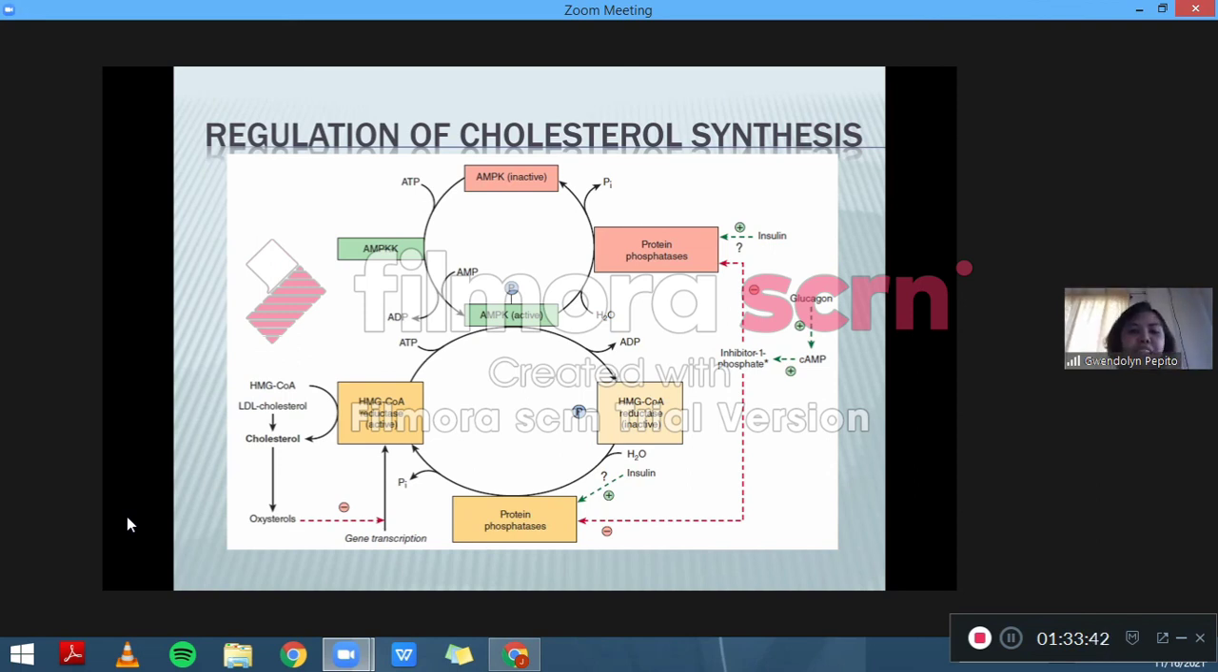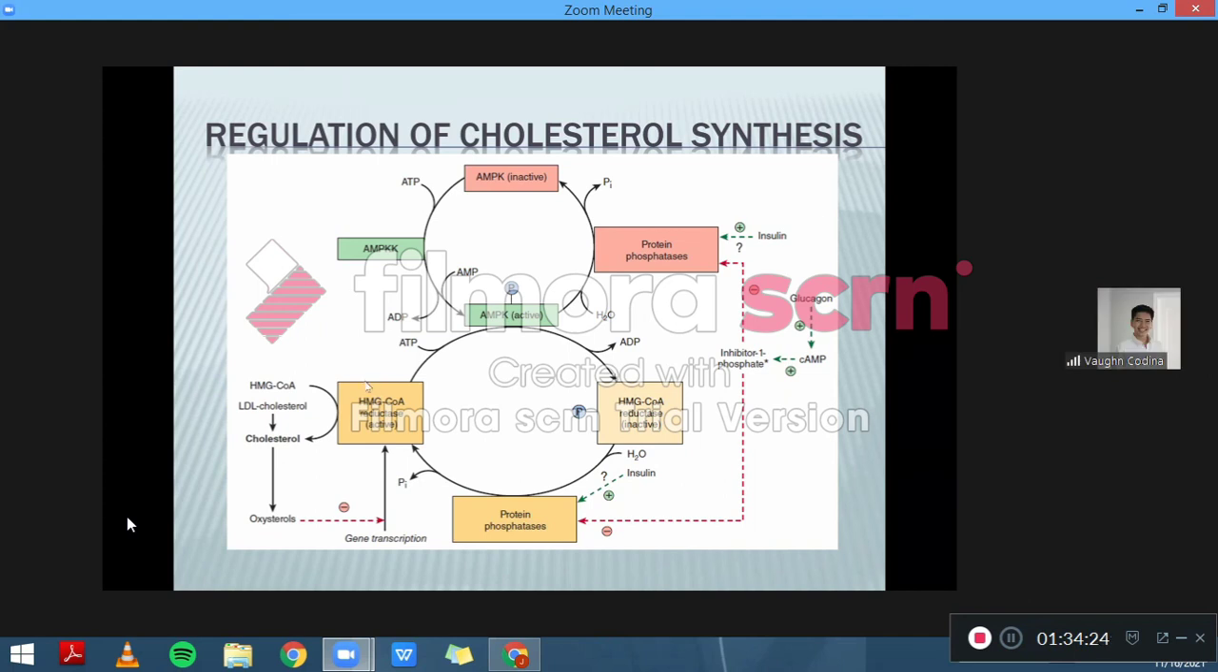So, statins, where do they act? Statins act on HMG-CoA reductase. But what other factors can lead to the formation of cholesterol, or to the blockage of the synthesis of your cholesterol? Can anyone explain this part? I'll try it. Give one.